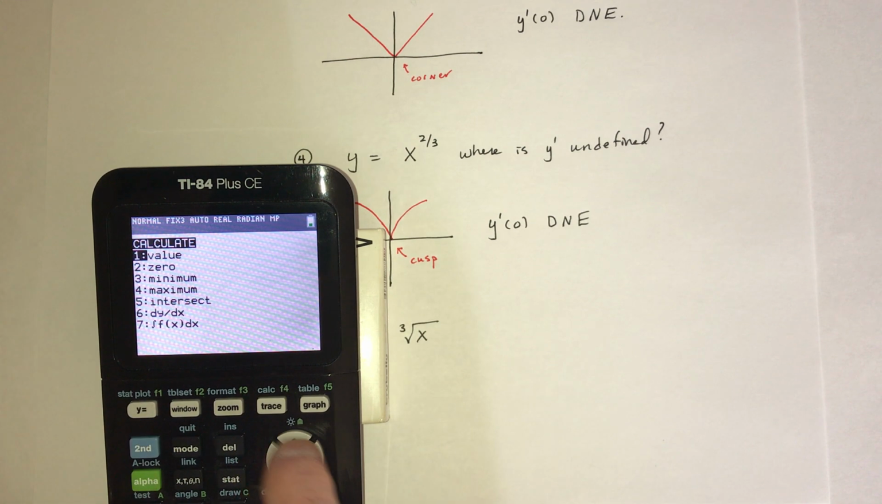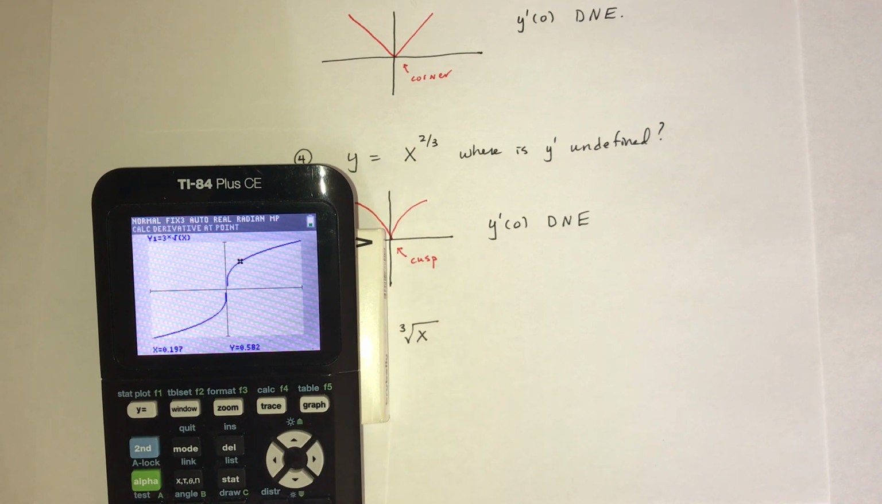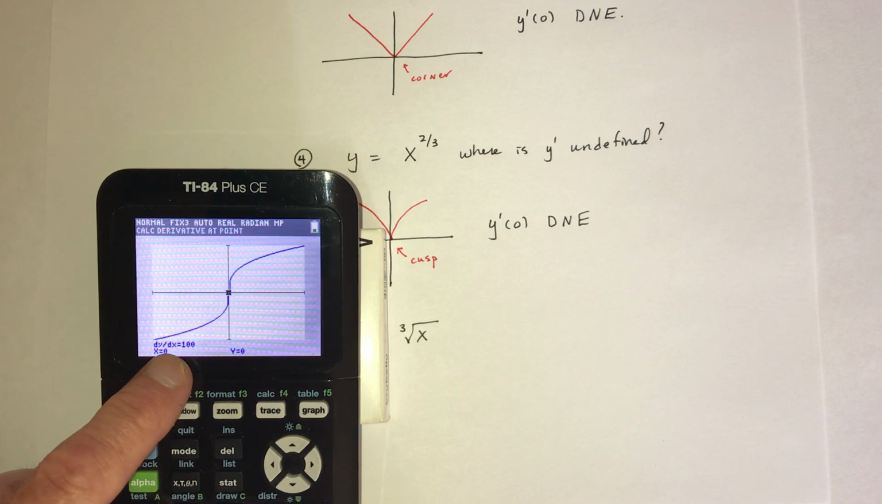Then if you go to second calculate, and again, do the derivative, and you try 0. Now what it should say is undefined. Yeah, I know, I'm excited too. What it's supposed to say is undefined. Let's see if it actually does it. No, it said that the derivative is 100.